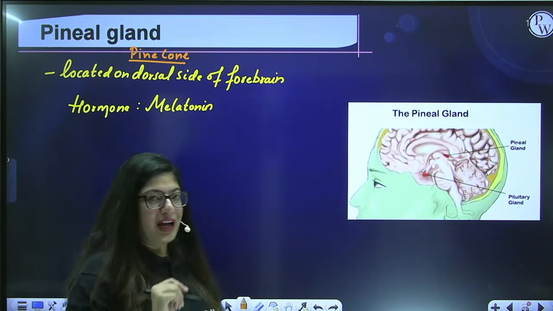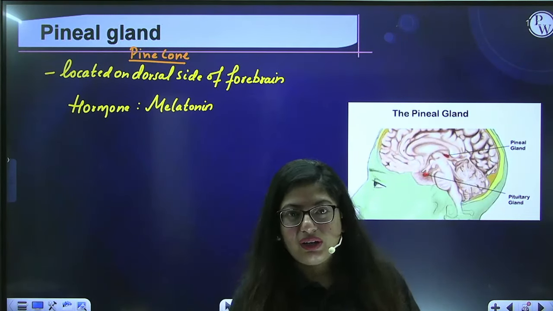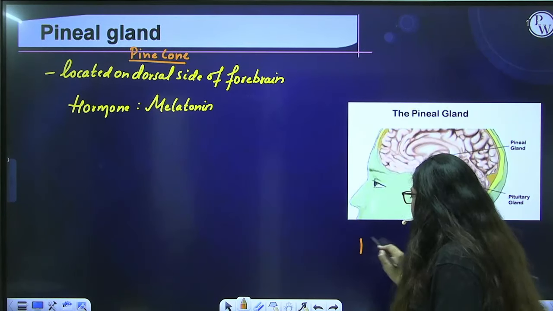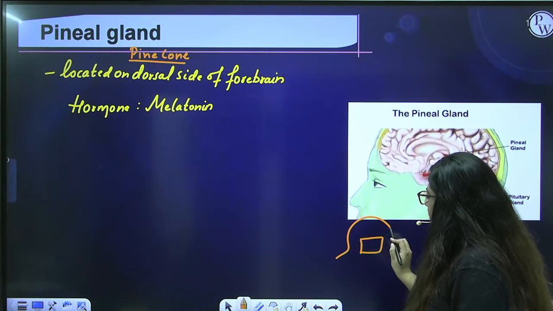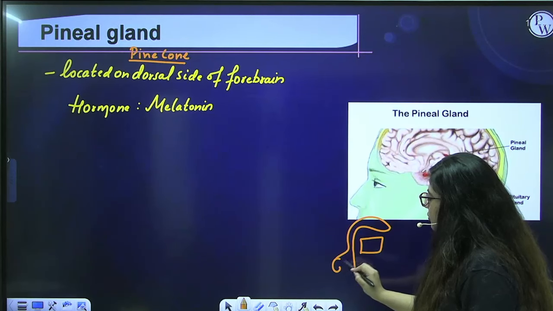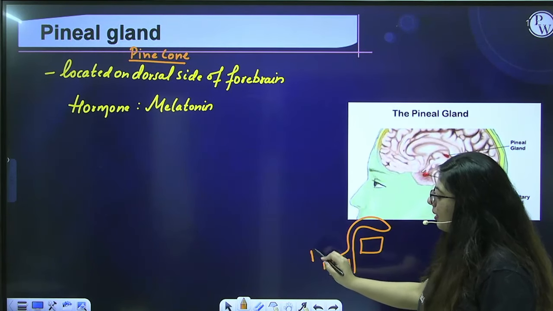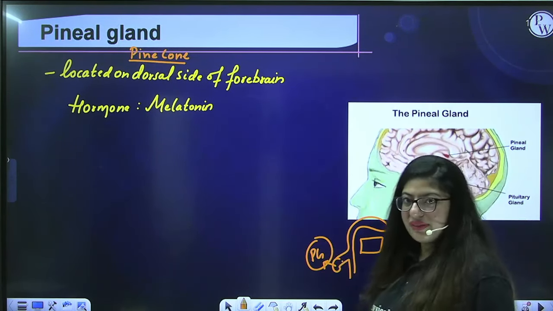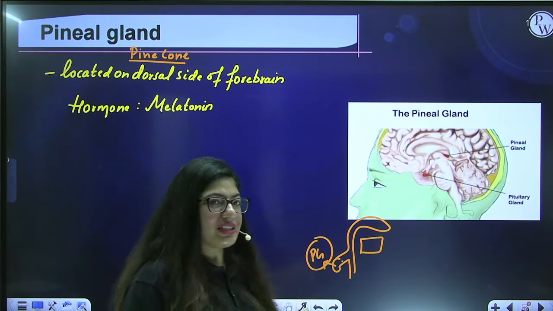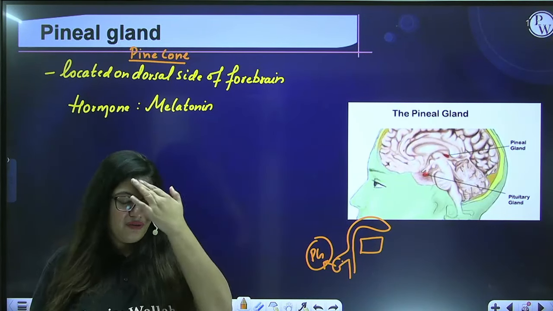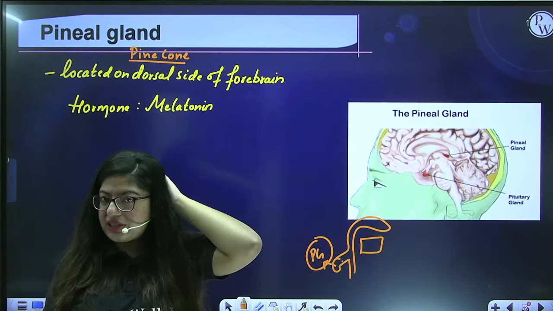If you remember, we have done diencephalon. And there I told you, if this is thalamus, above thalamus is present epithalamus, and down there is present a gland known as pineal gland. Right? So pineal gland is present in the forebrain. What part? Ventral or dorsal? It is present in the dorsal part.